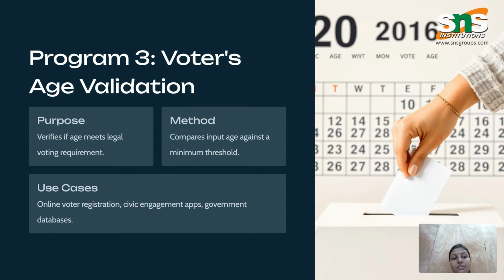Another program, voters age validation. The purpose, it verifies if age meets legal voting requirement. The method, it compares input age against a minimum threshold. Use cases are online voter registration, civic engagement applications, and government databases.